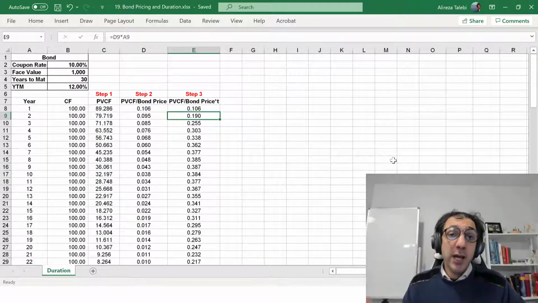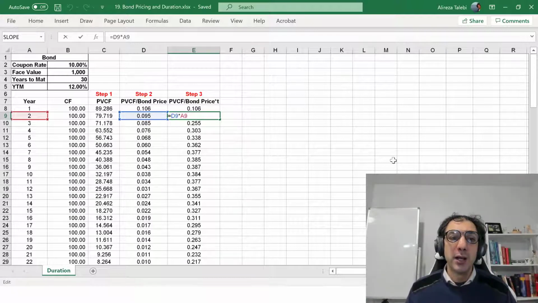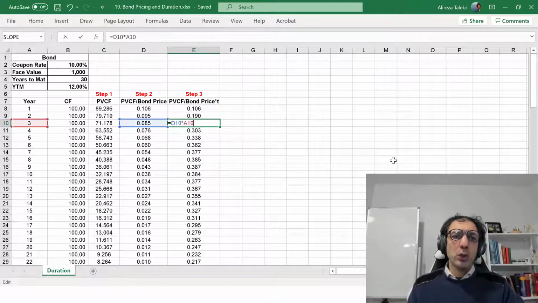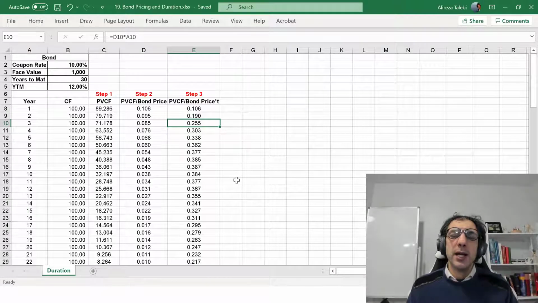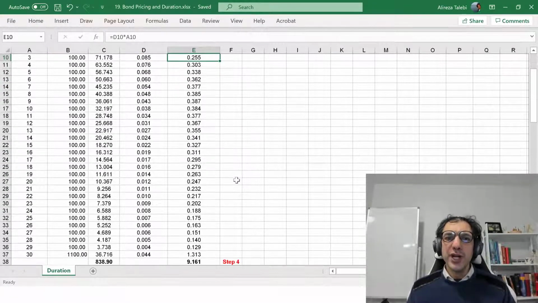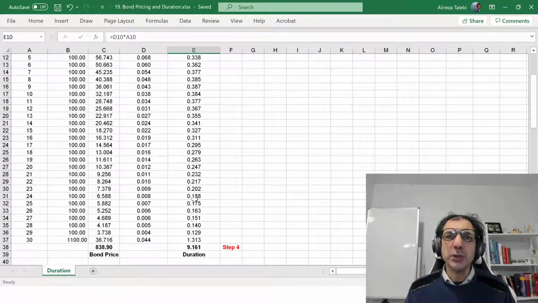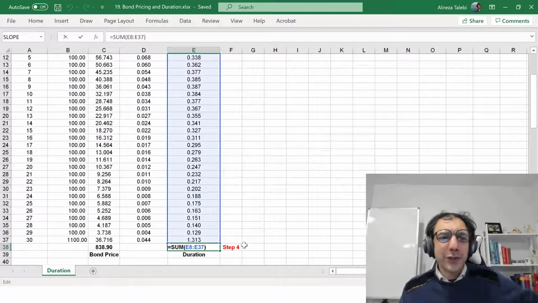When it comes to the second period or year 2, you will multiply year 2 by present value of the cash flow as a part of the bond price, and this gives you 0.190, and so on and so forth. So you go down and you just multiply the t or the year by what you calculated from step 2. And this is step 3. We are almost there. At the last step, just add up all these numbers you calculated in step 3, and that's the duration you were looking for.